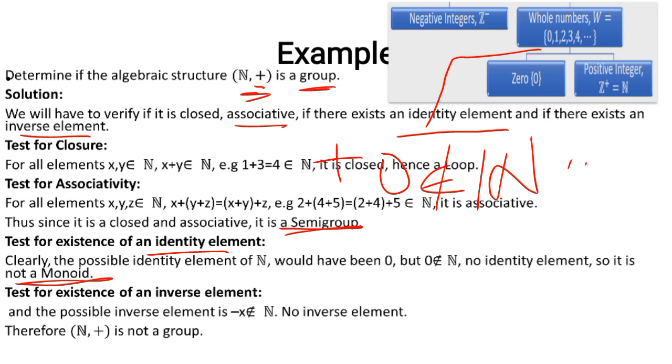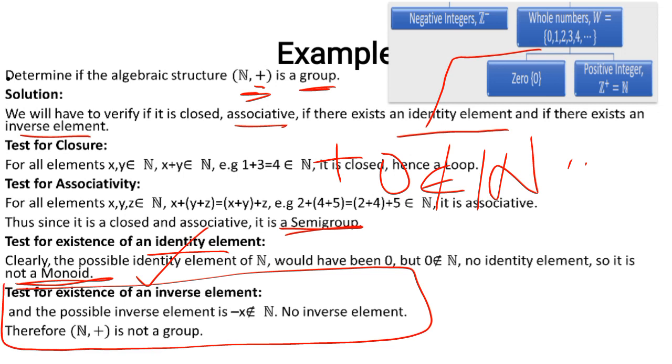Guess what? Once you get to this place, you don't even need to check the inverse part. Why? Because you have found that it is not a monoid, so it cannot be a group. But I've gone further to check if it has an inverse. But it cannot have one, because if you have positive numbers and your addition is positive, you need negatives to get 0, right? And the identity doesn't exist. So therefore, it is not a group. So that's how we concluded that the algebraic structure is not a group.